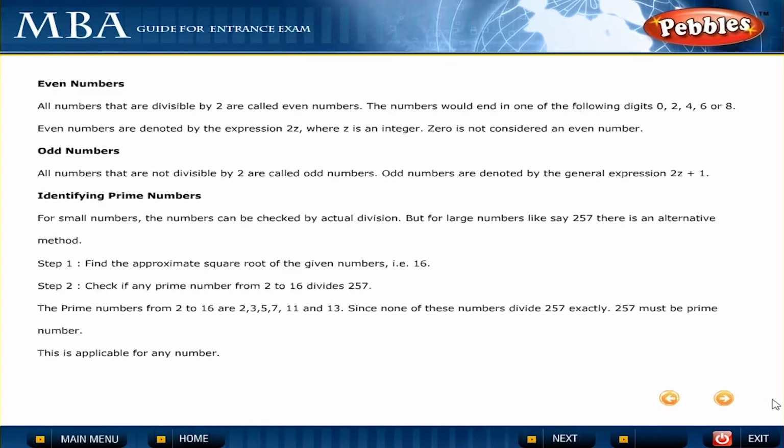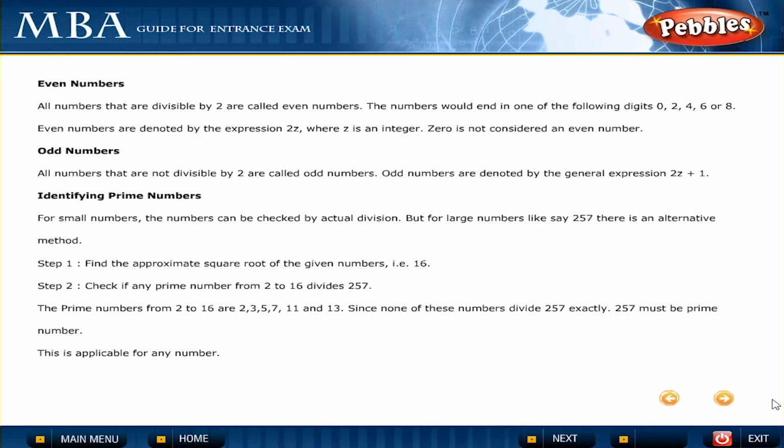Even numbers. All numbers that are divisible by 2 are called even numbers. The numbers would end in one of the following digits: 0, 2, 4, 6 or 8. Even numbers are denoted by the expression 2z, where z is an integer. 0 is not considered an even number. Odd numbers. All numbers that are not divisible by 2 are called odd numbers. Odd numbers are denoted by the general expression 2z plus 1.